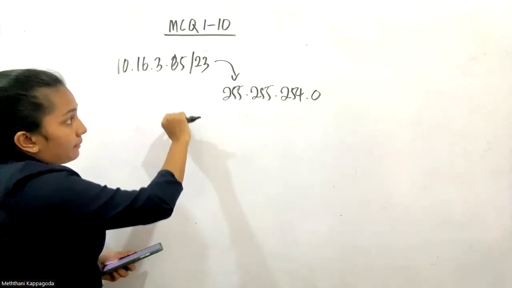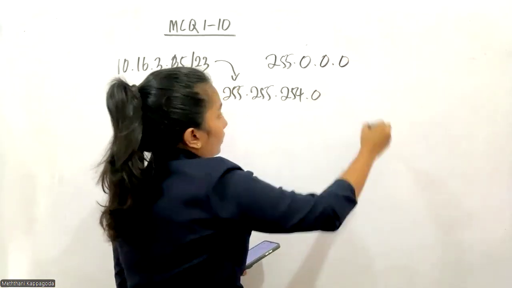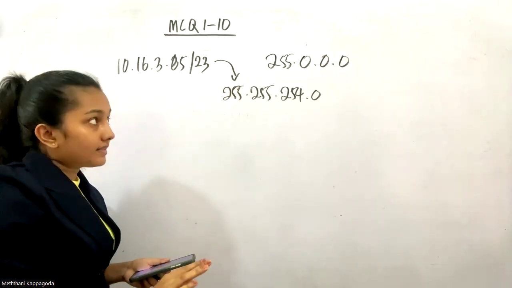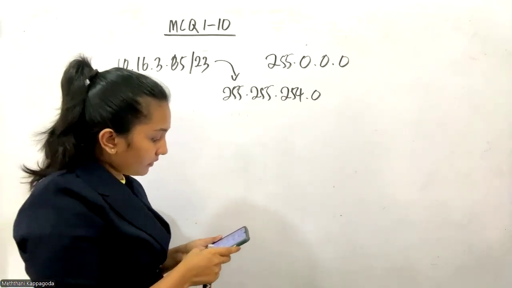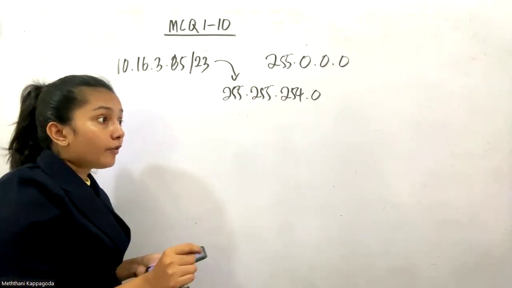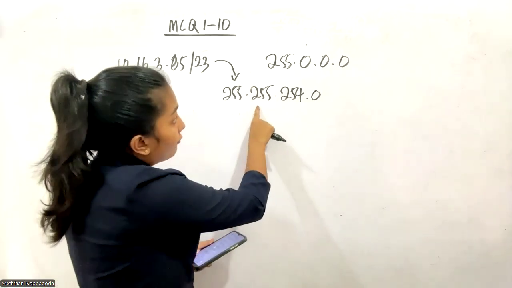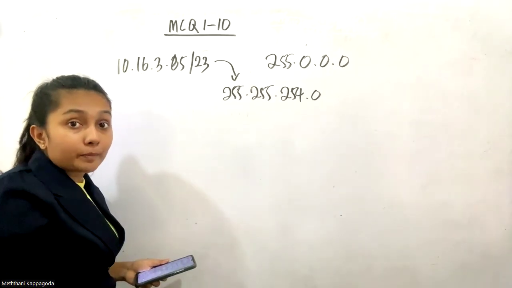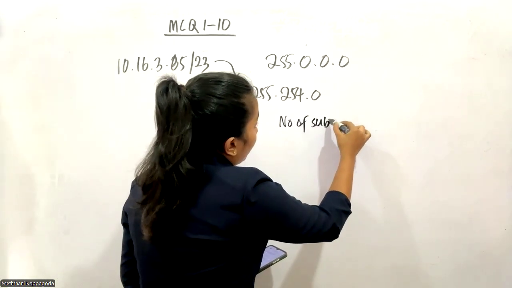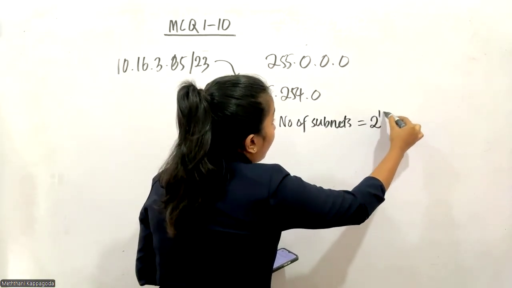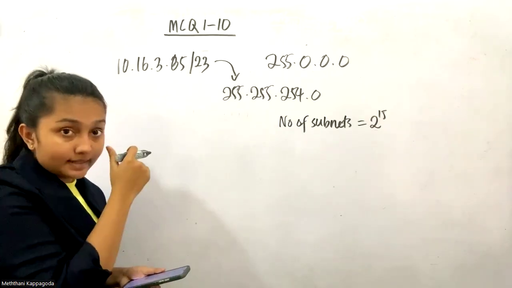And this is a class A IP address. Then the default subnet mask is 255.0.0.0. The default subnet mask and the given subnet mask are different. It means this has been subnetted. Right, okay. Then what should we find? We should find how many subnets there are. There are 15 bits that came from the host part to the network part. It means the number of subnets equals 2 to the power 15. So we cannot write all those subnets.